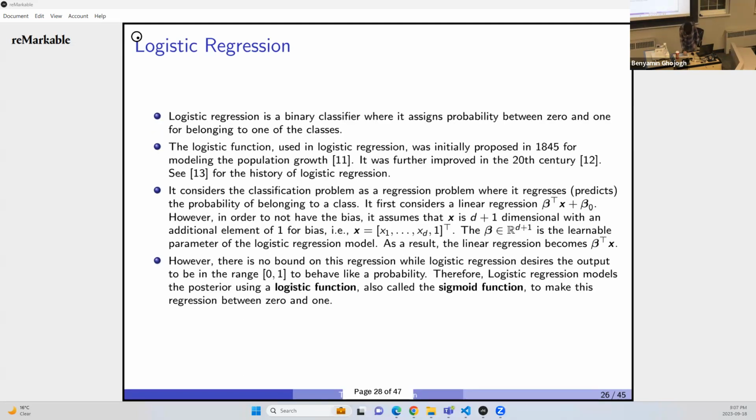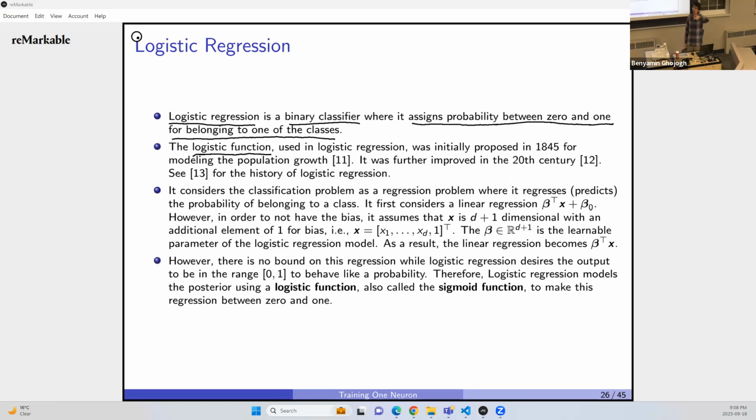Okay, logistic regression. It's a binary classifier where it assigns a probability between 0 and 1 for belonging to one of the classes. When I have binary classes, I can consider only one of the classes, and I say with probability 0.7, for example, it belongs to class 1. It means that with probability 0.3, it belongs to class 2, right? Because the probabilities need to sum to 1. Agreed? Okay.